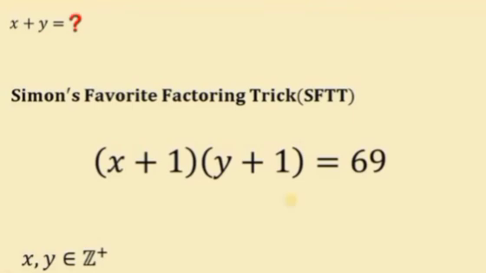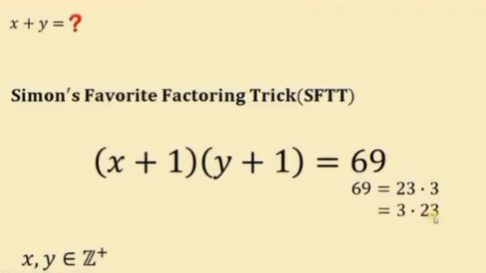And now, at this point, take note that x plus 1 times y plus 1 equals 69. And we know that x and y are both positive integers. So what we're going to do here is to factor 69. And 69 can be factored as 23 times 3 or 3 times 23.